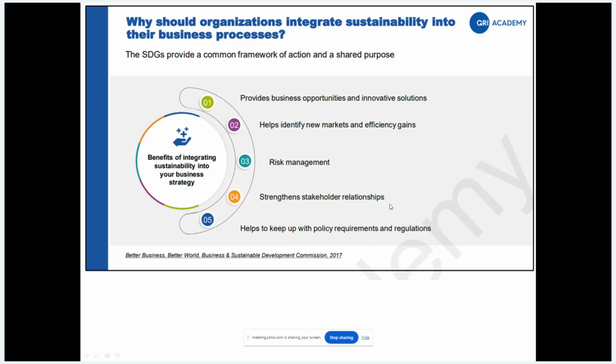It strengthens stakeholder relationships, because you have to see your business relations also, then the customers, the government also. So amongst the different stakeholders, relationships are strengthened, and it helps to keep up with policy requirements and regulation. For example, if you understand ESG and BRSR, in India there is now a BRSR reporting system required. In SEBI, the top 1000 companies are required to give their annual BRSR report. BRSR is the Business Responsibility and Sustainability Report.